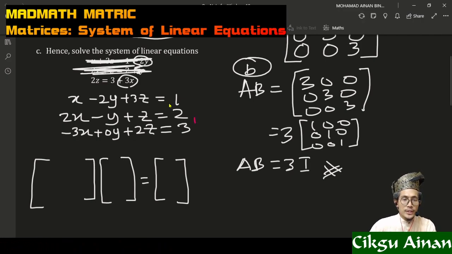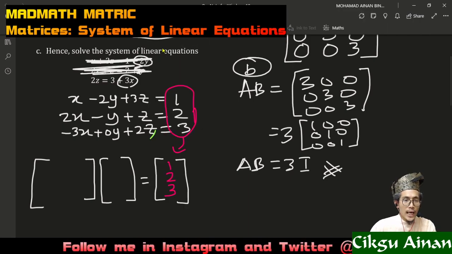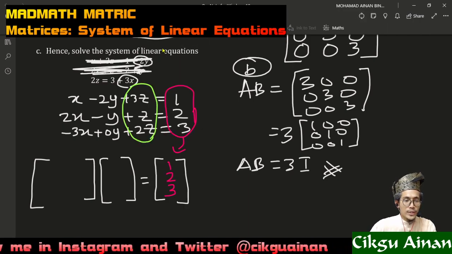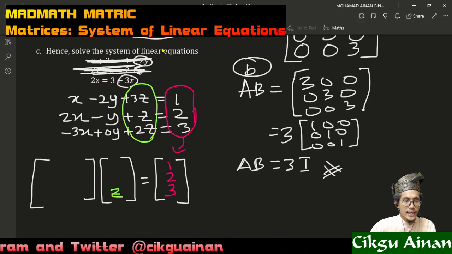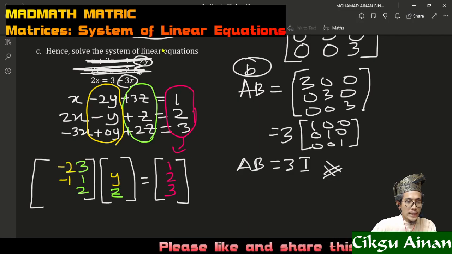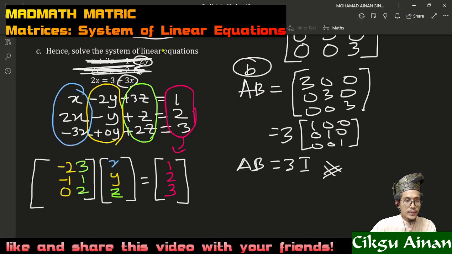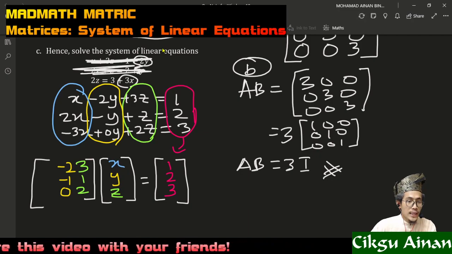Now, let's proceed. This one, the numbers are already arranged nicely. So, 1, 2, 3. What else? The green ones, nice already. We start from below for the Z, so it's 3, 1, and 2. What's next? The second column, Y. The variable is Y and the coefficients are minus 2, minus 1, 0. And then next is X, and the coefficients are 1, 2, and minus 3.